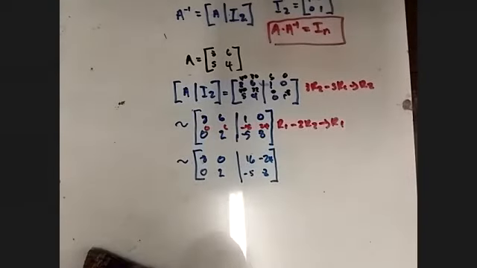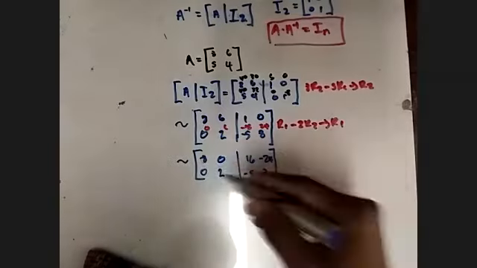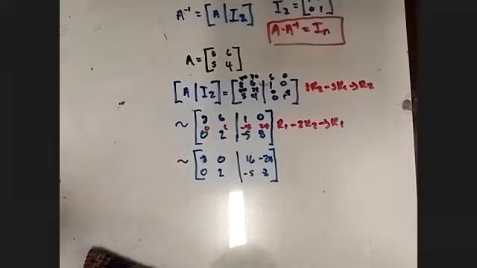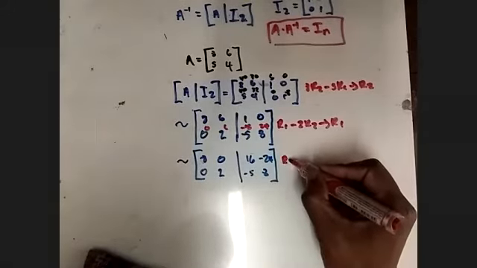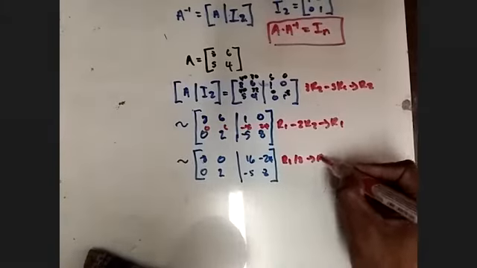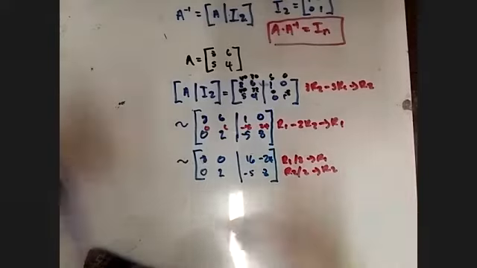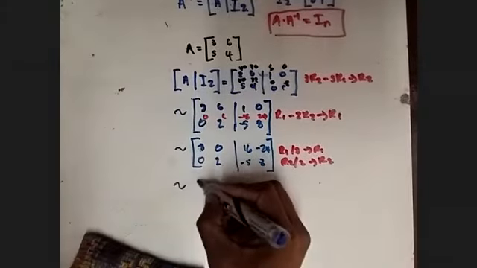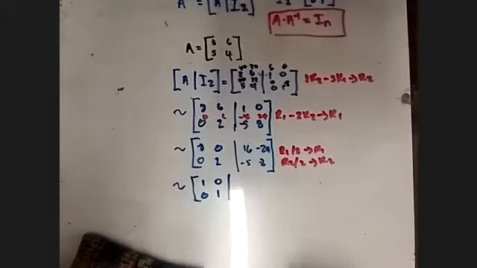Now, the next part is what? We're going to divide this. You can divide everything by 8, everything by 2. So R1 divided by 8 should give me R1, and then R2 divided by 2 should give me R2. So this means that you'll take 1, 0, and then you're going to have 0, 1. Already you have found that solution.